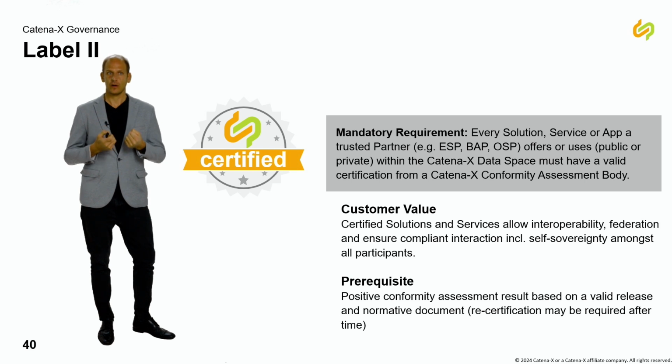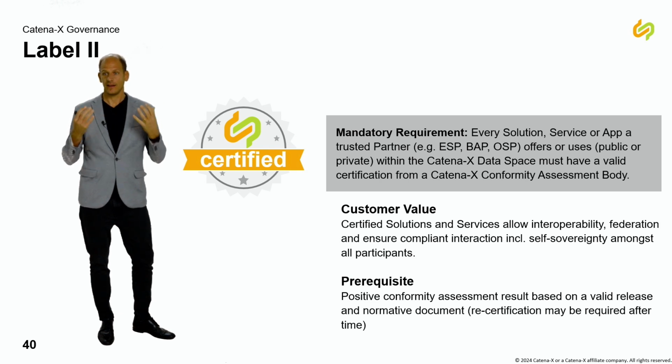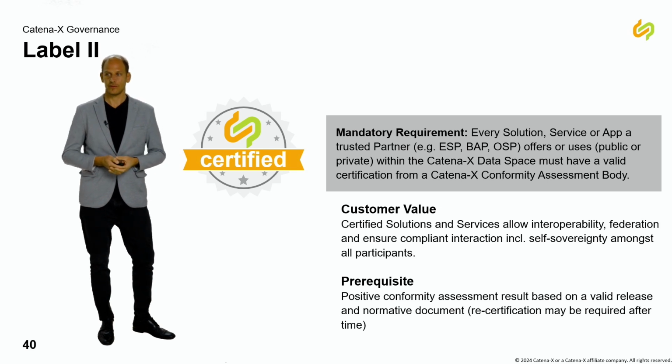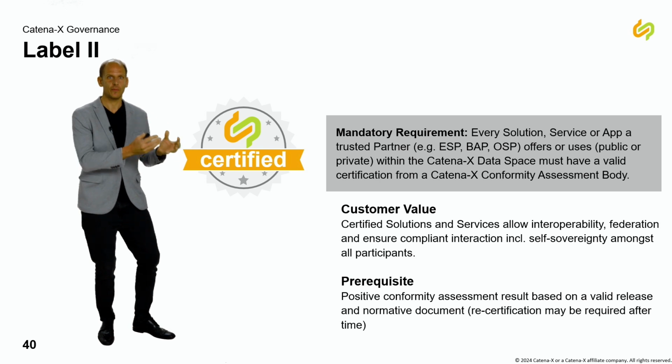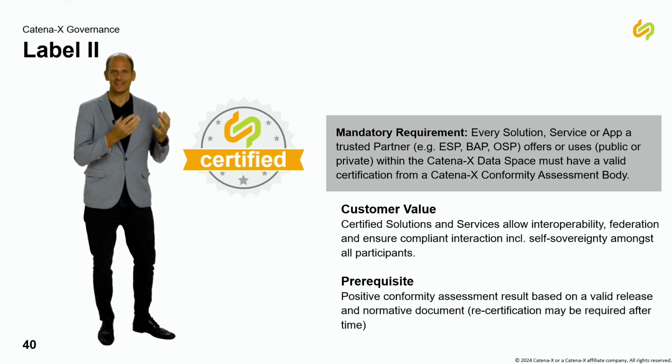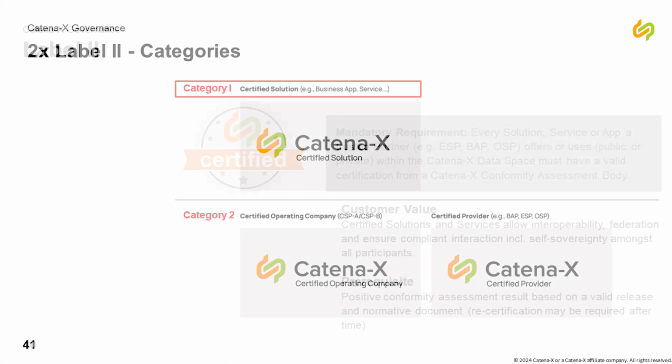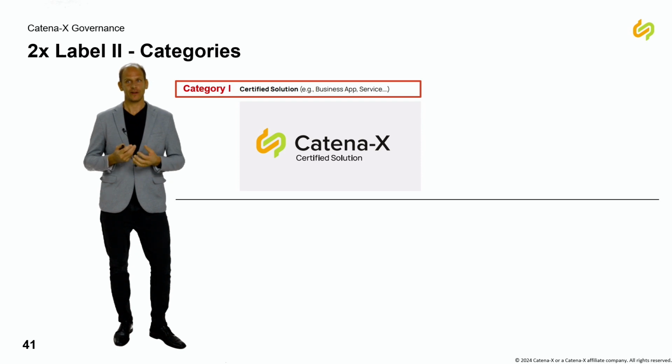And this brings our customers and the customers of Catena-X the great value that it's really trusted and everything is compatible and interoperable. And of course, the prerequisite is always that every partner, every player in our system has a positive conformity assessment result, based always on our normative documents and the technical standards that are in the system. Therefore, we have created two different labels and categories. The first one is the certified solutions.